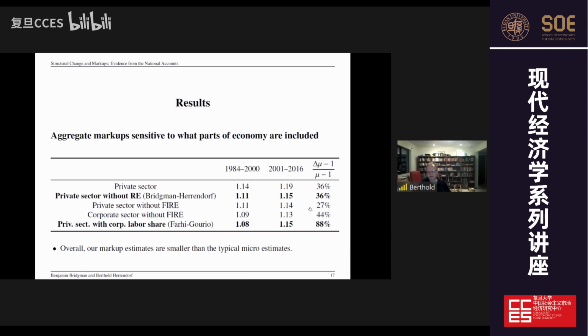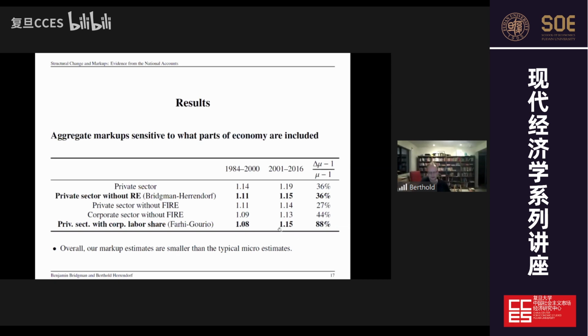Markups go up to 15. That's a 36% increase. Now you can see that the numbers you get depend on what you take out. For example, I said real estate has outrageously high markups. If I left it in, I would get higher levels. You can also see that if you do seemingly innocuous things, like take the whole private sector but with the corporate labor share, all of a sudden you get a much larger increase, namely from 8% to 15%. This is more than twice the percentage increase in the markups. And the reason is that the corporate labor share initially was higher and then fell.